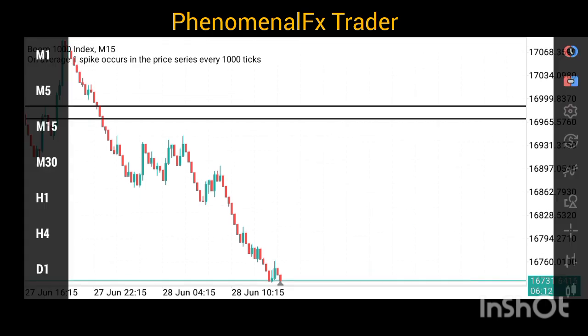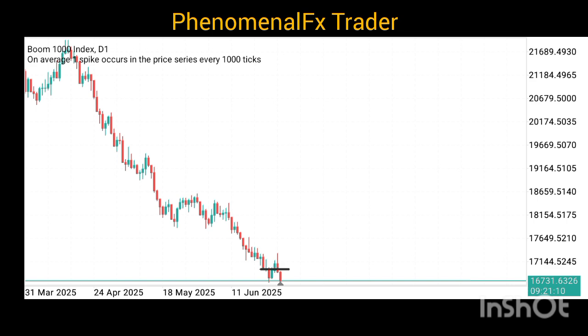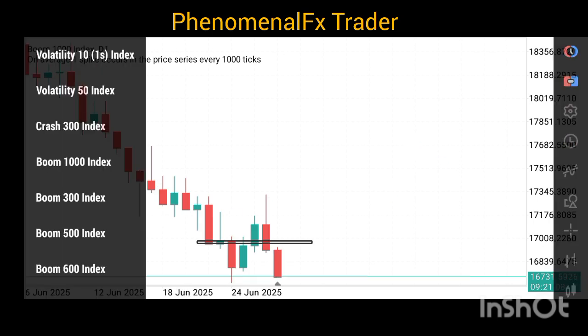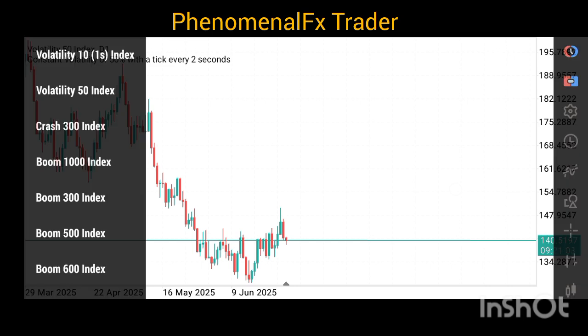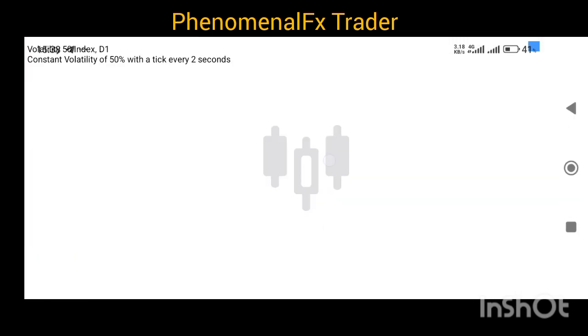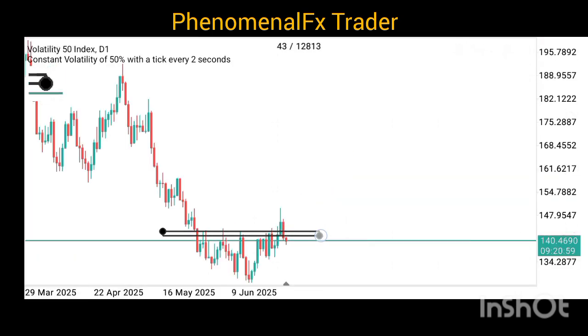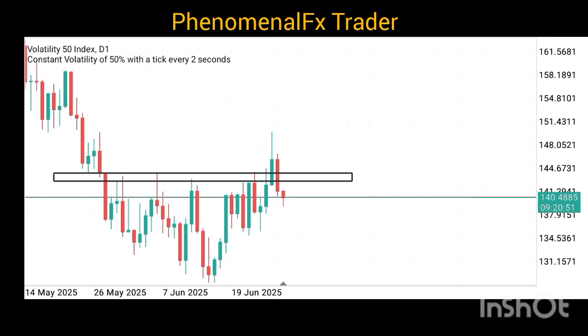There's another one that happened, let's go to the daily time frame on VIX 50, the volatility 50 index. All right, so now look at this. You see the market has been consolidating around this level here. I'm just trying to be fast so that I won't waste time. All right, you can see what we have here. You can see the rejections, guys.